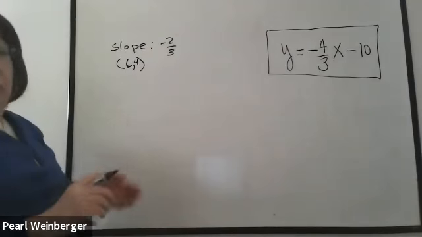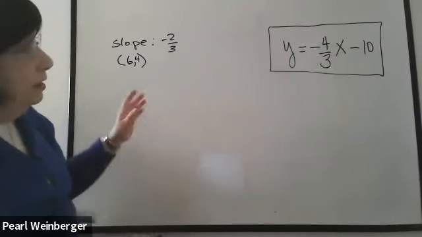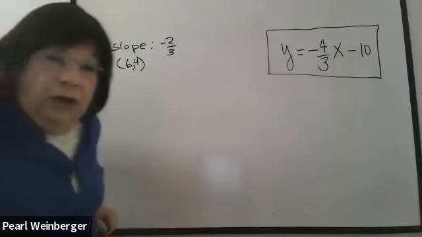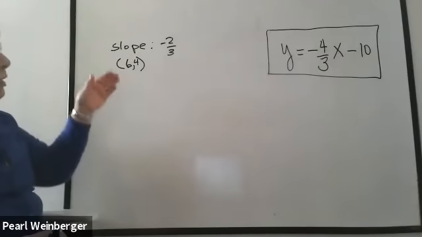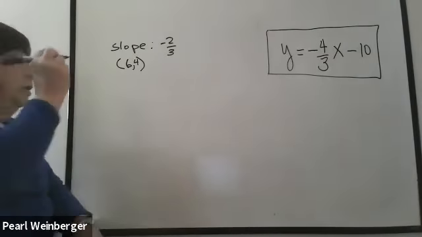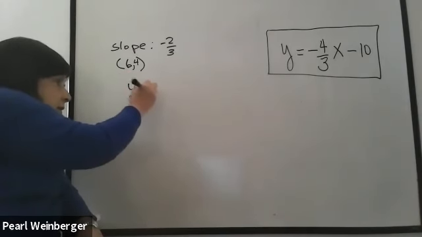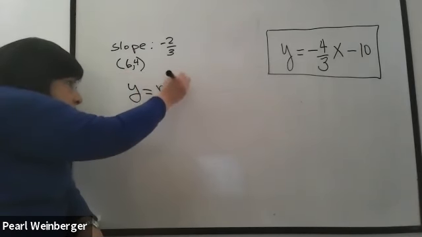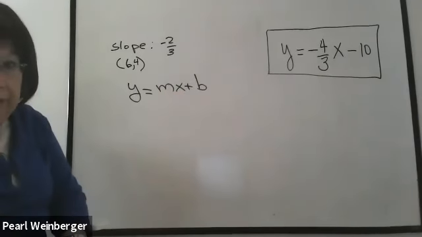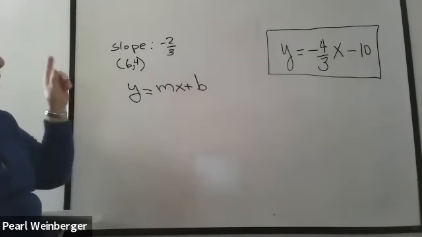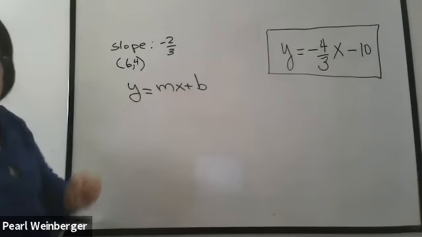This was a question off of Delta Math. So this is a type of question that you would want to be able to do. How do we do something like this? Well, again, let's keep repeating. When we want to write the equation of a line, we want to do the y equals mx plus b. And remember, the m is the slope and the b is the y-intercept.